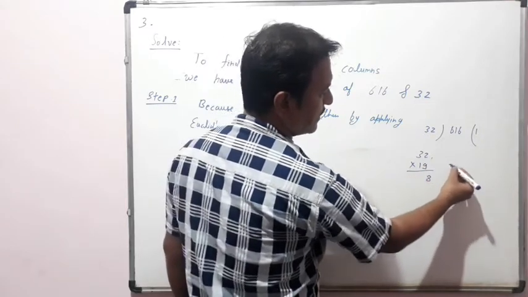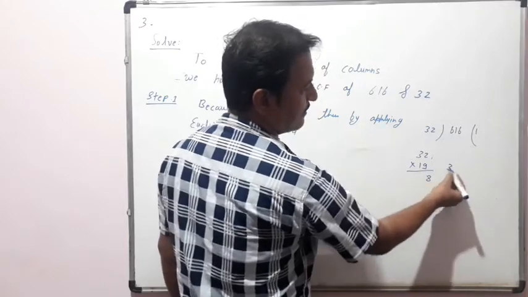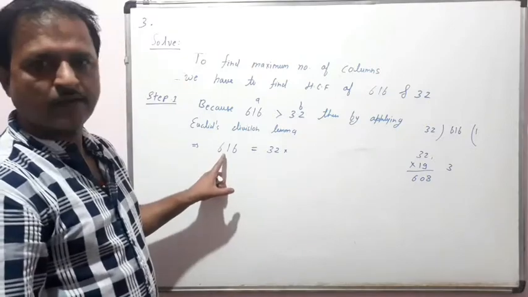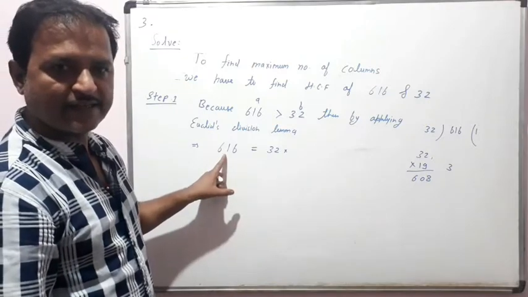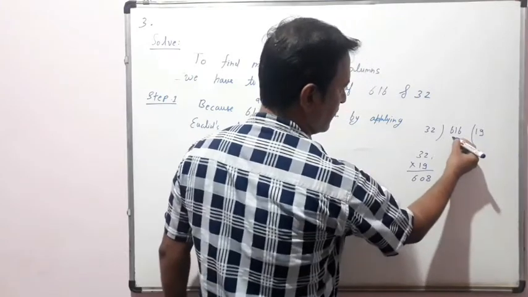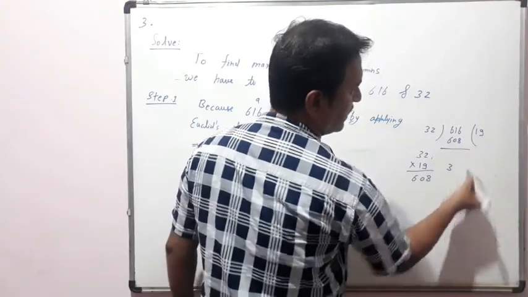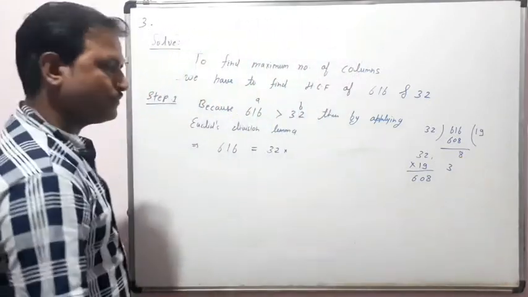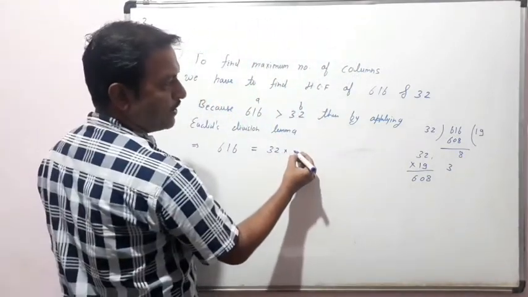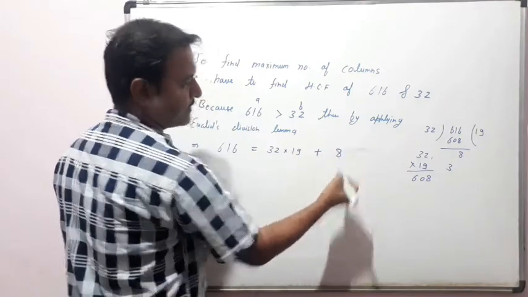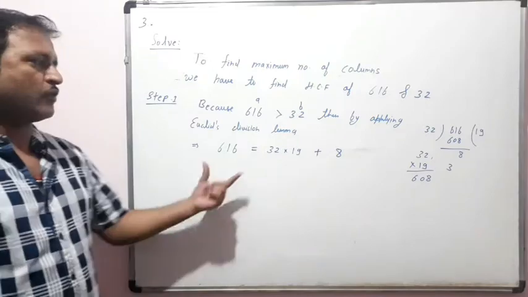19 2 is 38. 57 and 608, which is less than 616. So we have quotient how much? 19, and remainder will be 8, right? So 616 is equal to 32 into 19 plus remainder 8, this is your first step.